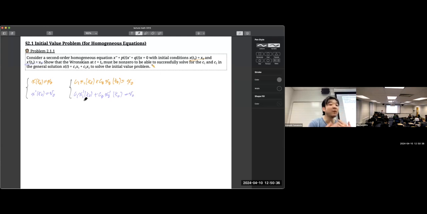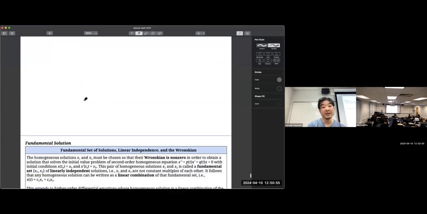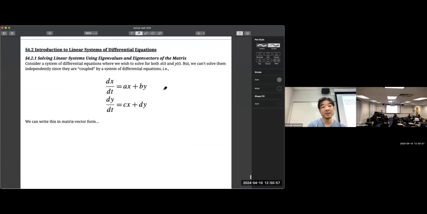And then we'll move on from that and show that that actually is equivalent to showing that x1 and x2 have to be linearly independent, meaning that they are basis vectors that span the space of all solutions for the second order equation. This is a two-dimensional space. So that's the main thing. And then we'll move on to systems of linear differential equations.